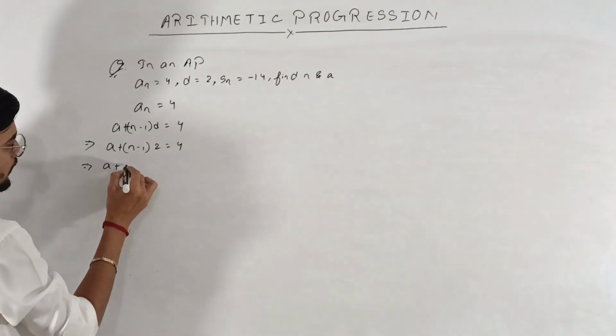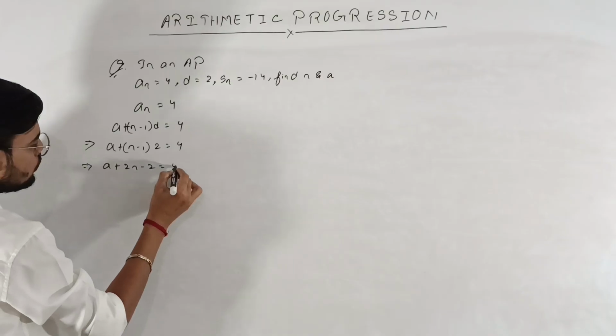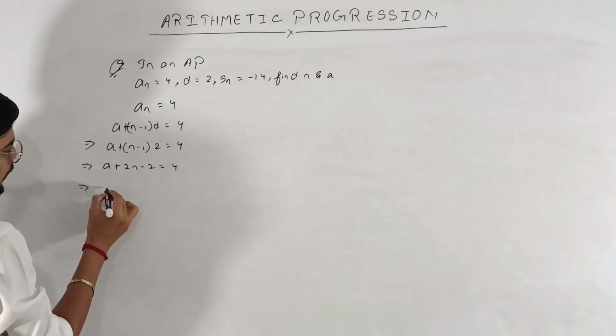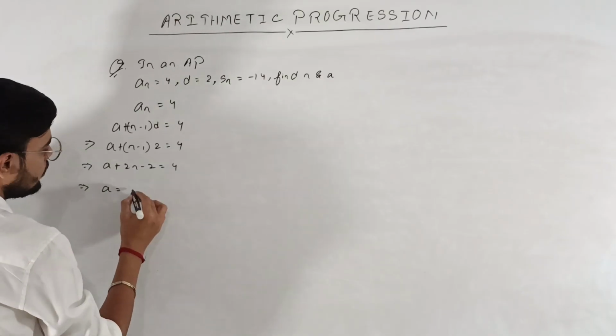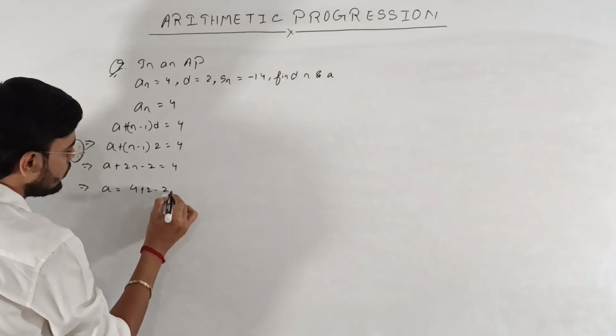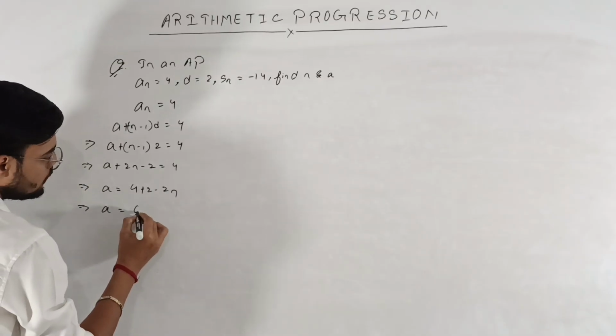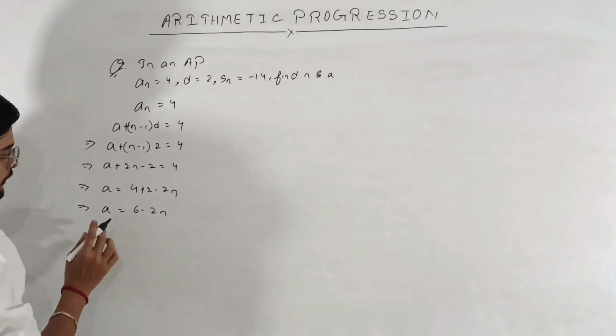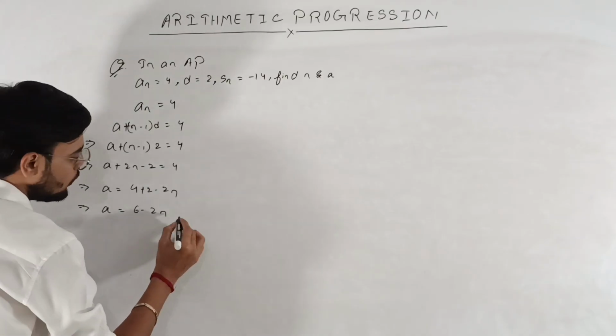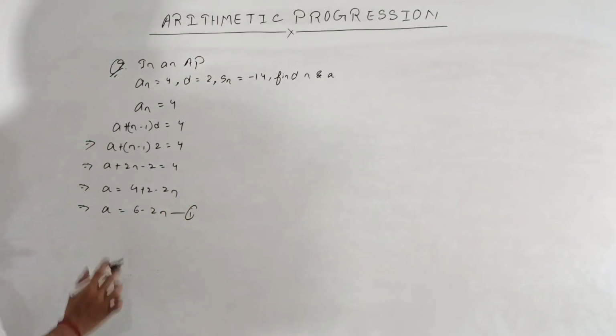Now this is a plus 2n minus 2 is equal to 4. So from here a is equal to what? 4 plus 2 minus 2n. So from here a is 4 plus 2, 6 minus 2n. Okay, this is the value of a, which is 6 minus 2n. This is my first equation.